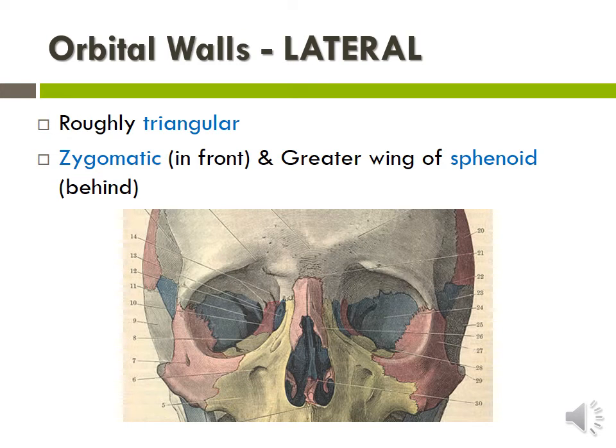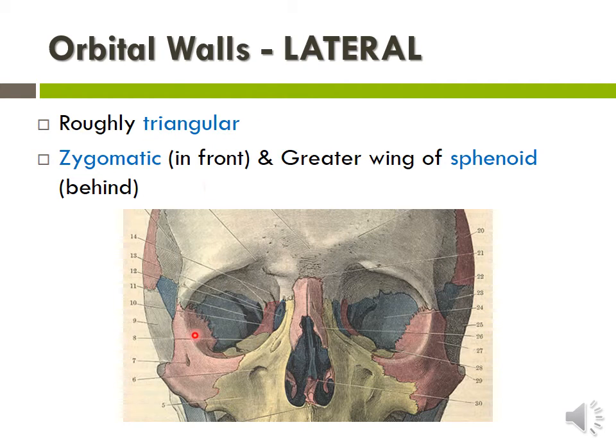In this slide we'll discuss the lateral wall. That is the fourth one remaining, right? So your roof, floor, medial wall and lateral wall. First we look at the shape. Roughly triangular. The roof had a triangular shape, the floor has a triangular shape, and the lateral wall also has a roughly triangular shape. Only the medial wall has a different shape, the rectangular shape. So the lateral wall is triangular.